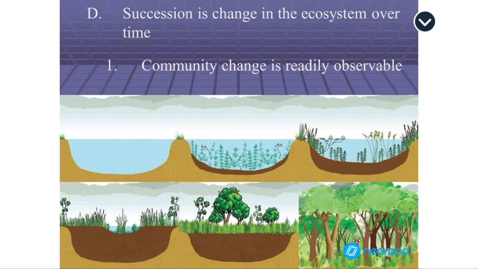The word succession means something that comes after something else. So the change in ecosystems over time is called succession. Community change is readily observable. In this case, you see a lake that fills up with sediment. Plants grow on the bottom of the lake. Eventually, it becomes a marsh. Eventually, it becomes a forest because it filled in. That's succession.